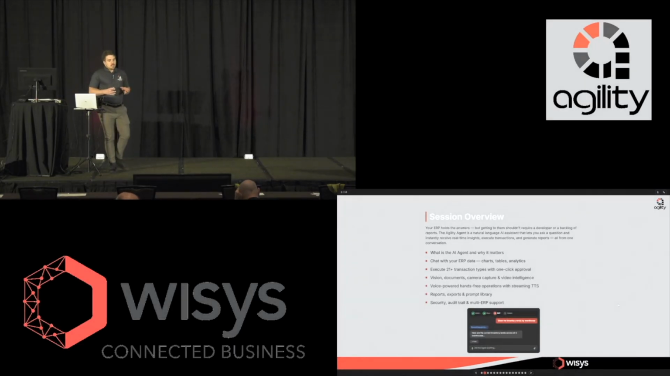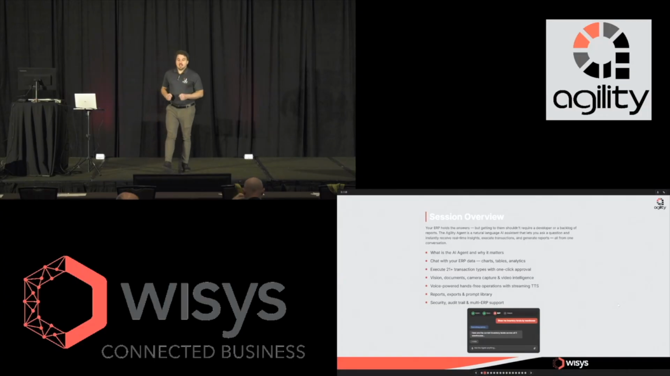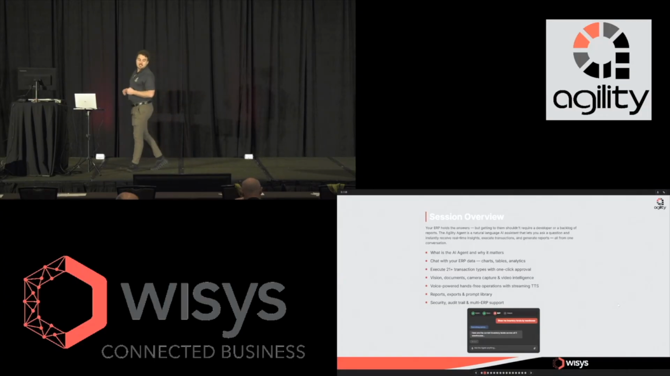Your ERP holds the answers, but getting to them shouldn't require a developer or a backlog of reports. The Agility agent is a natural language AI assistant that lets you ask a question and instantly receive real-time insights. Execute transactions, generate reports, all from one conversation.